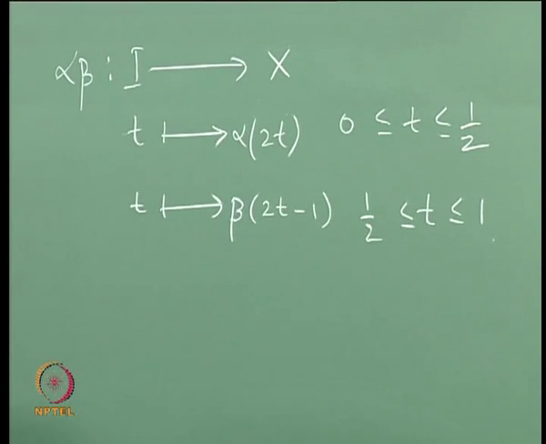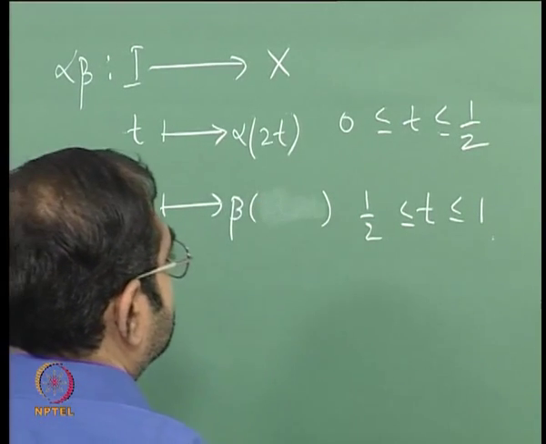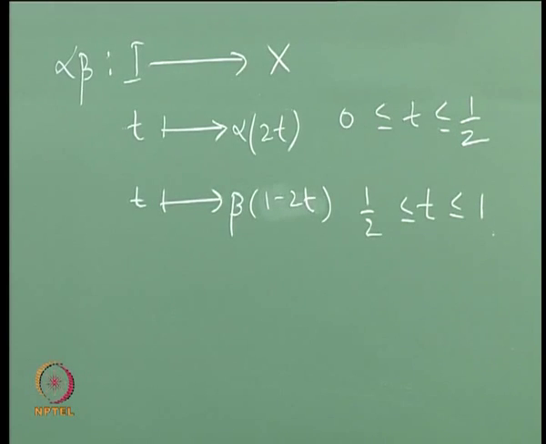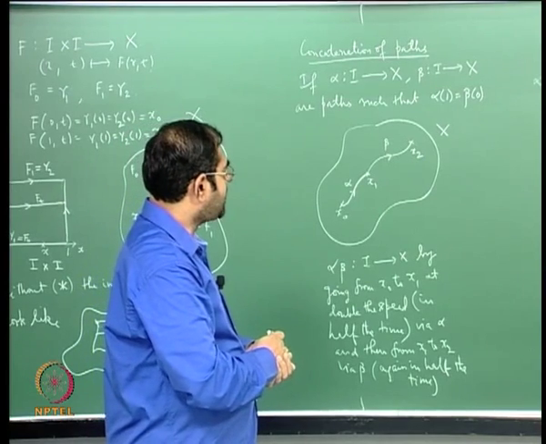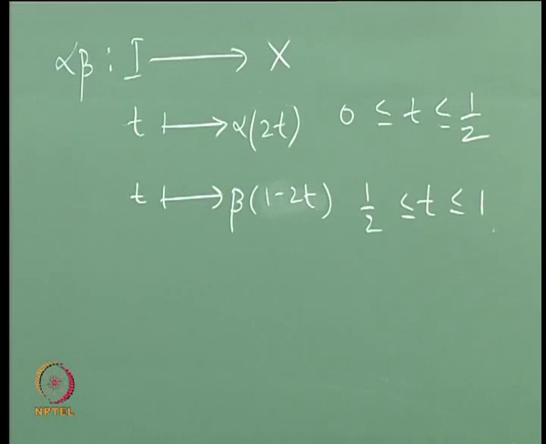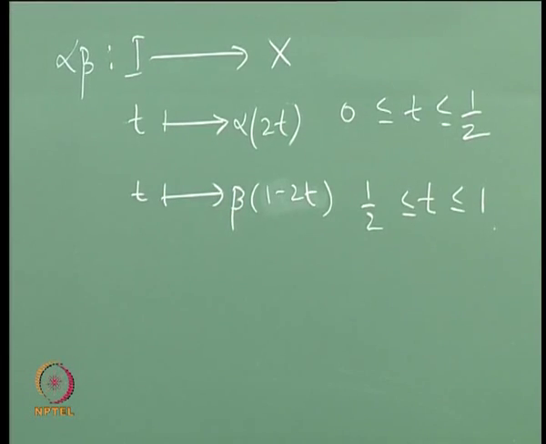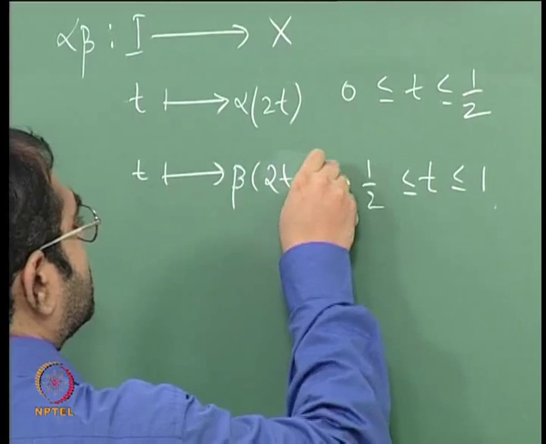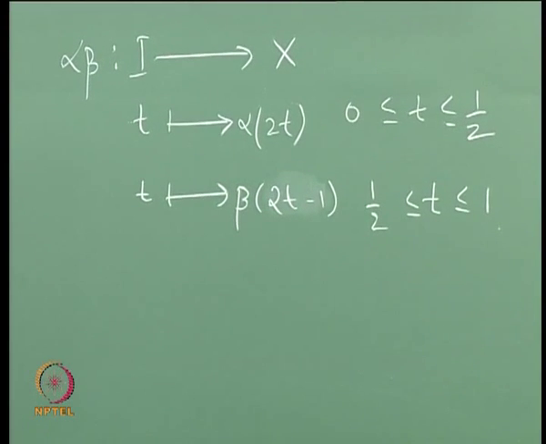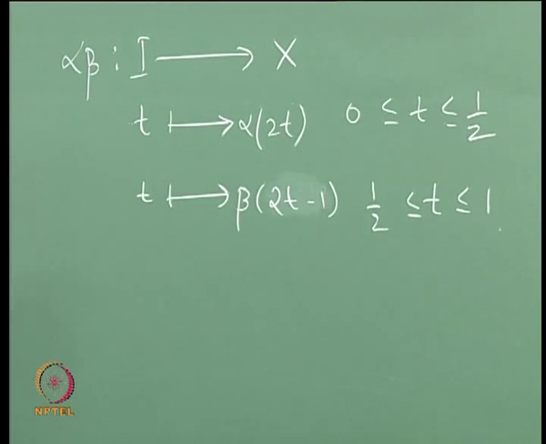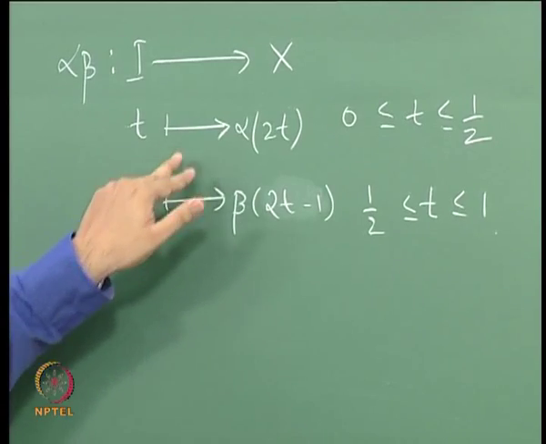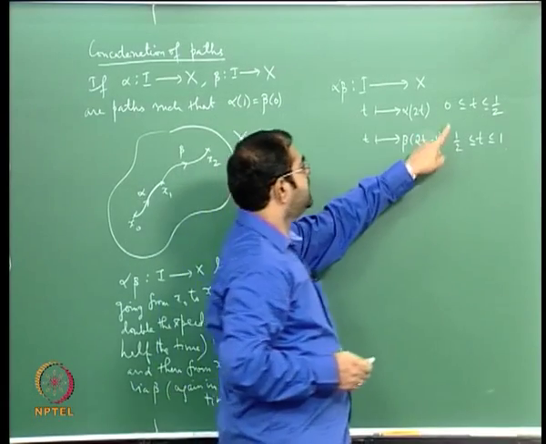Probably I should write 1 minus 2t. No, that was right, wasn't it? 2t minus 1 was right. When t is half, it is beta of 0. When t is 1, it is beta of 1. Okay. And the point is that you can check that this is a continuous function, because the only problem is you will have to check continuity at half, but at half the values match.